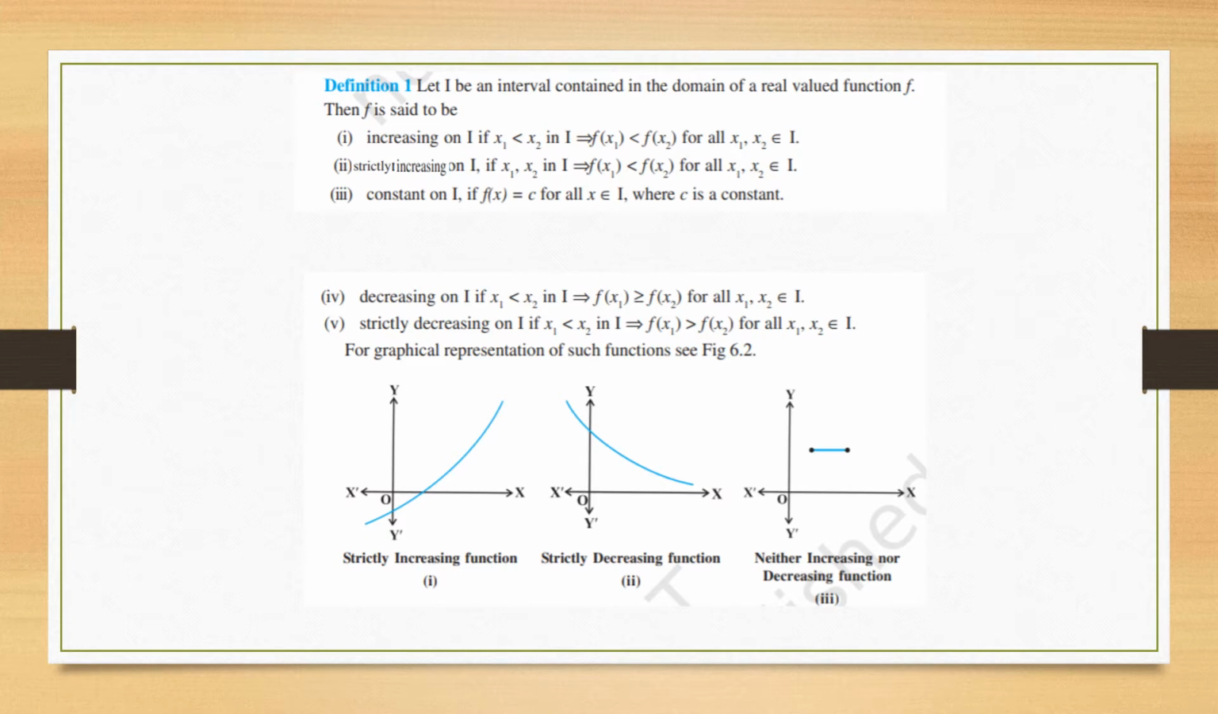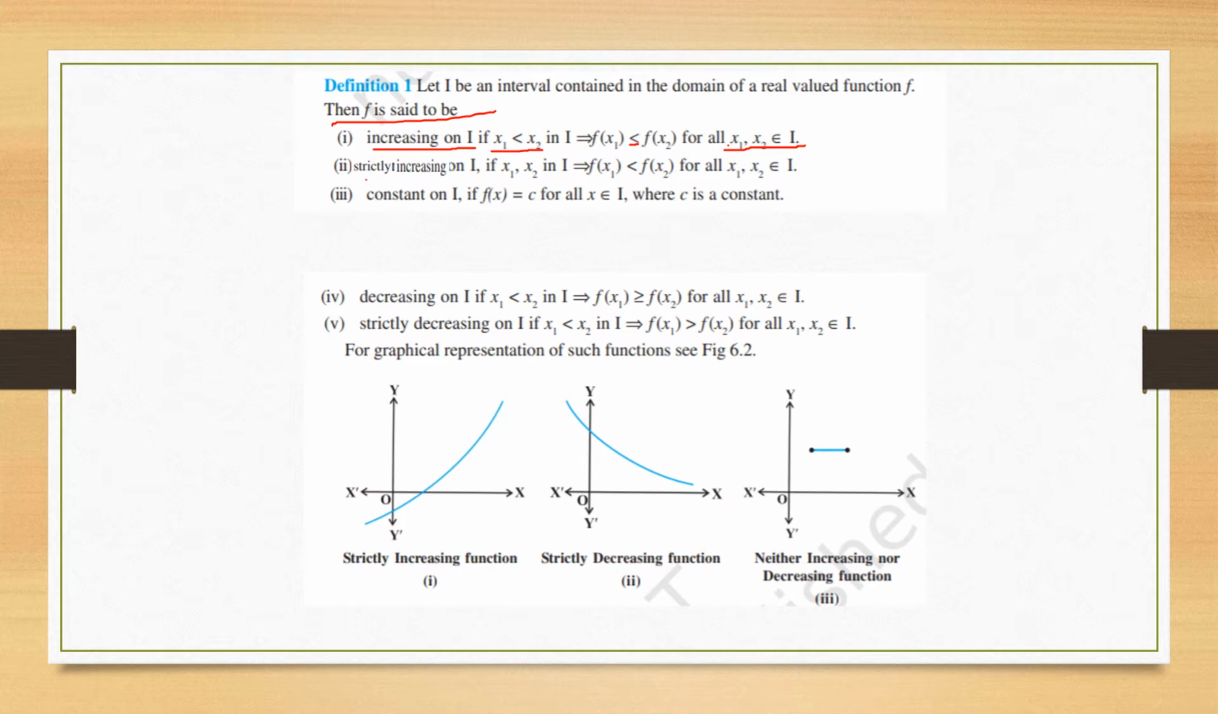Now let us see the definition. Let I be an interval contained in the domain of a real valued function f. Then f is said to be increasing on I if for x1 less than x2 in I, f of x1 is less than or equal to f of x2, for all x1, x2 belonging to I. Here it should be less than or equal to, so do the correction. That means at a smaller point the value of the function should also be smaller. In that case the function is increasing on I.